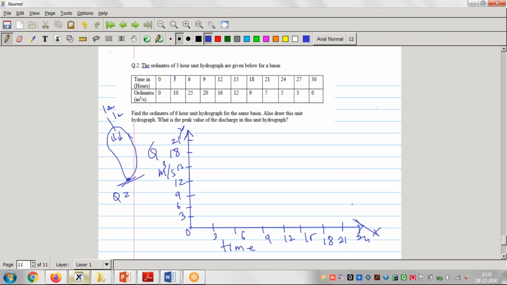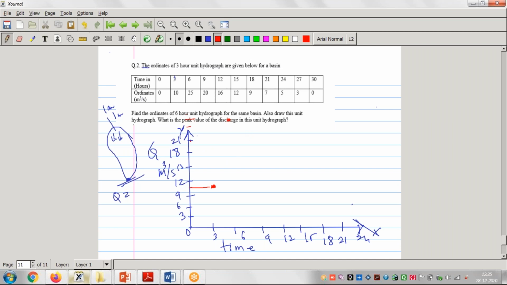Now, if I draw the graph of this, what will I get? See, at 0 time it is 0. Then after 3 hour, the ordinate is somewhere 8. So after 3 hour, this is somewhere here, right? Then after 6 hour, this is 25. Means somewhere it will come here, right? Likewise, somewhere here. After 6 hour, it is coming here.